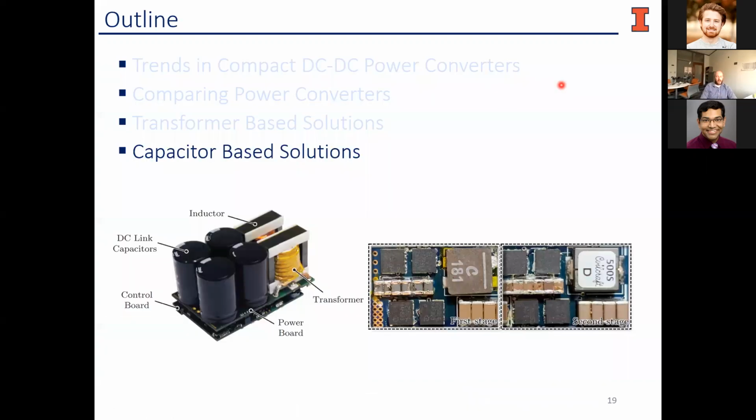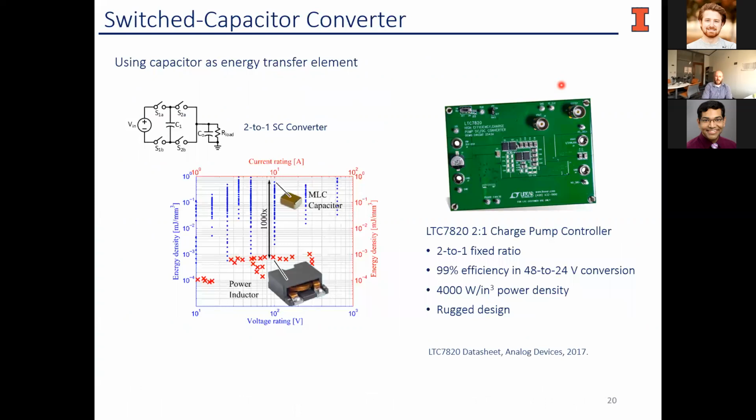Now, if we look at some capacitor-based solutions, I think there's some interesting parallels here, but also some interesting differences that we'll see when compared to that transformer-based solution. And so fundamentally, why would we go to a capacitor-based solution? What we found is when we look at passive components in the kind of power area that we're operating in, and that's this less than 1 kilowatt or less than 2 kilowatt space, we find that the power density of many of these capacitors is much higher than the inductors.